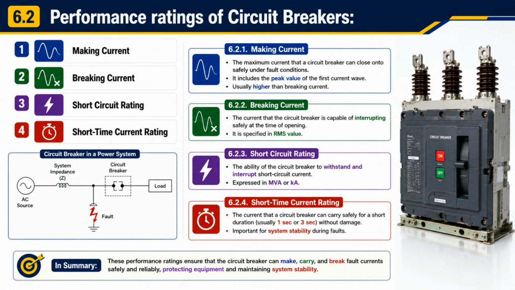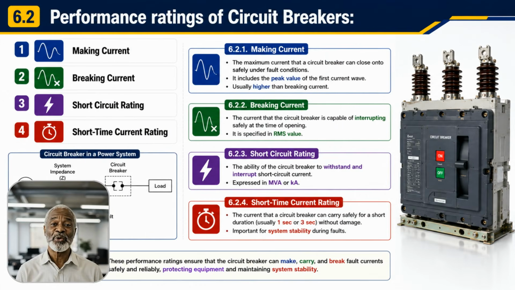2. Breaking current. Breaking current is the maximum fault current that a circuit breaker can safely interrupt. It is measured in RMS value. This rating determines the interrupting capacity of the breaker. 3. Short circuit rating. Short circuit rating indicates the ability of the circuit breaker to withstand and interrupt short circuit current. It is expressed in kA or MVA. A higher rating allows the breaker to handle larger fault currents safely. 4. Short time current rating.